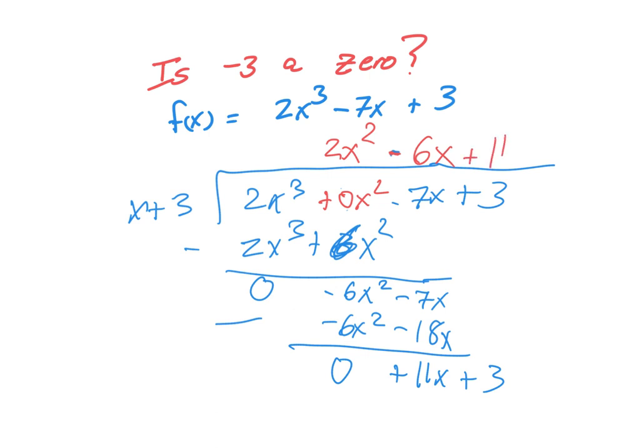When I multiply that through, I'll have 11x plus 33, subtract. Lo and behold, it does not subtract to 0. Therefore, x plus 3 is not a root, which means -3 is not a 0.